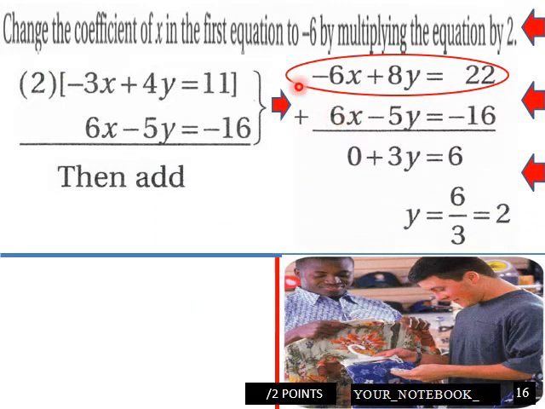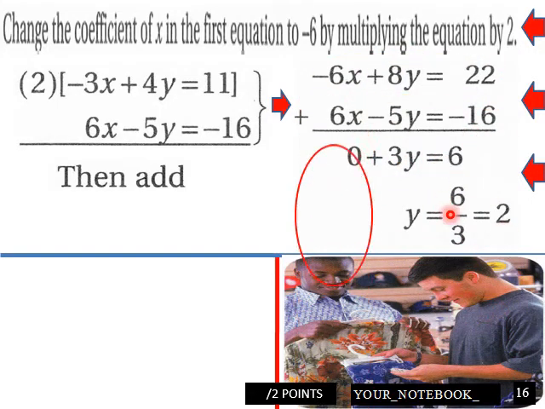Then we add here negative 6x plus 8y. That's what this becomes. And then we combine these two. Then we have 3y equals 6. Y equals 2. So we got y.